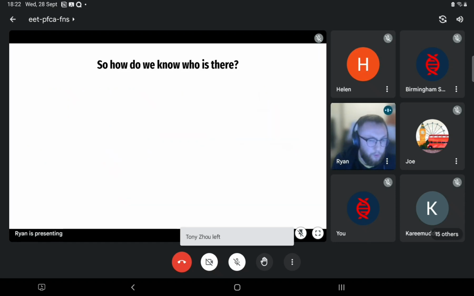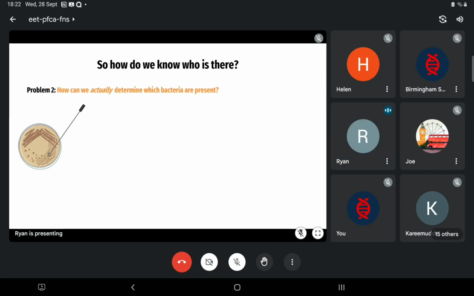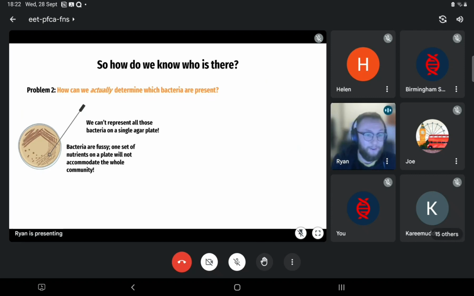So once we have that stool, how do we know who is there? How do we actually determine which bacteria are present? If you think about looking at bacteria, you may be familiar with the agar plate technique, where you streak out bacteria until you get a single colony, which is like the little dots. Now, the problem with that is we can't represent those millions and millions of bacteria on a single agar plate.